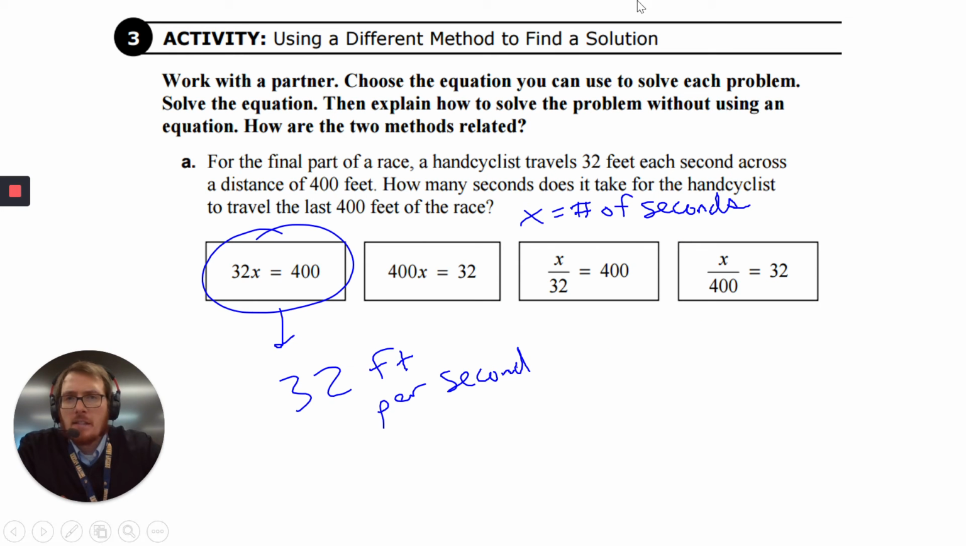Okay, just a few other pieces, just dealing with setting up equations. Hand cyclists, so the people that can cycle with their hands, if you've ever seen that around campus, for example. 32 feet per second. As soon as you see that per second, so it's 32 feet per second times the number of seconds equals 400. None of these other options make a whole lot of sense with this, so it's got to be this first version. But 32 feet per second times the number of seconds would be the route to take to find that answer.